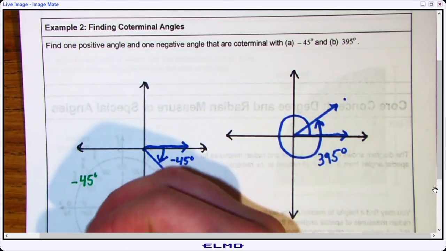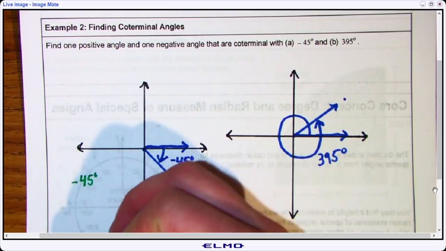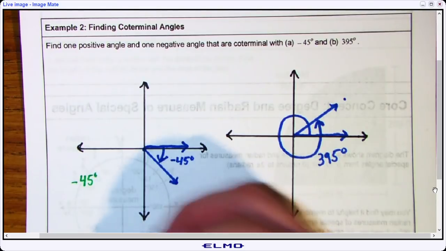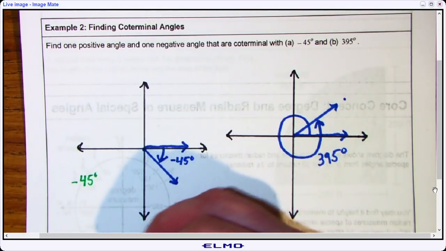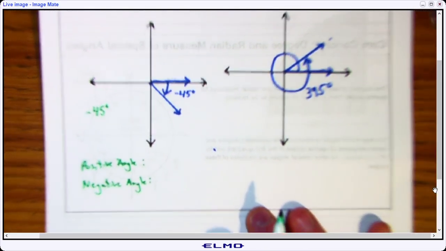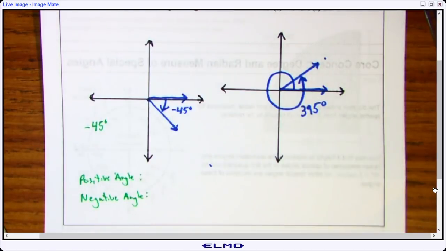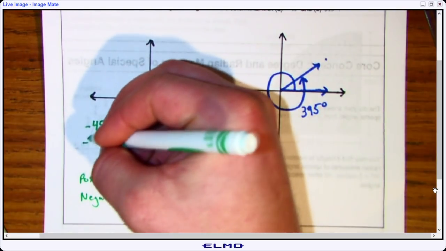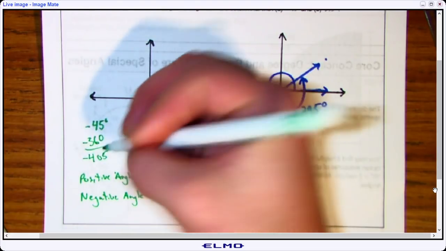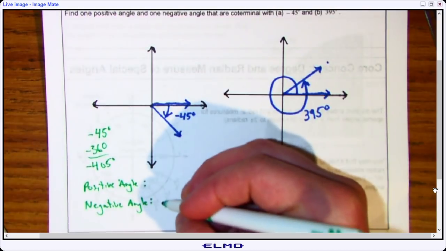So we wanted to find one positive and one negative angle. If we start with negative 45 degrees, to find a negative angle, I can just make that more negative. So if I do negative 45 minus 360 degrees, I end up with negative 405 degrees. So we'll call that our negative angle.